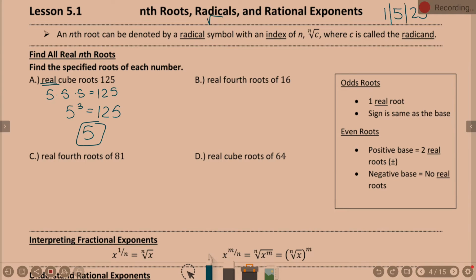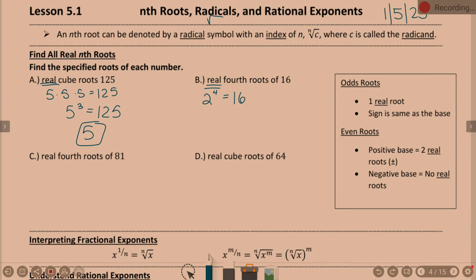Okay, let's mix it up. Let's talk about fourth roots. I want any real fourth roots of 16. What do you think, Landon? 2. Why 2? 2 times 2 is 4, times 2 is 8, times 2 is 16. So the idea that 2 to the fourth is 16.